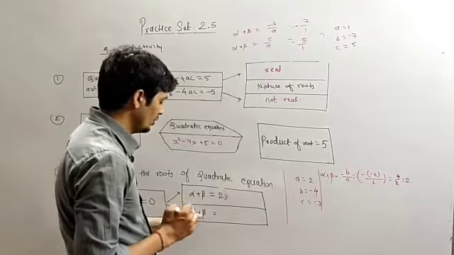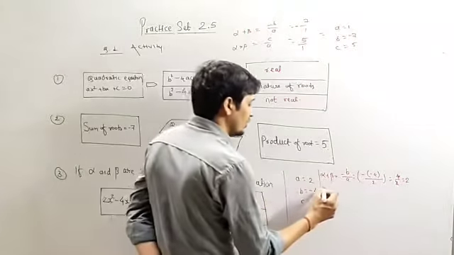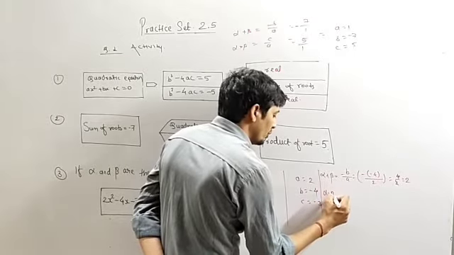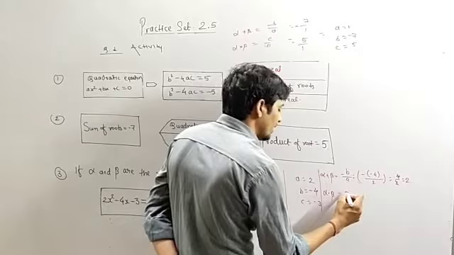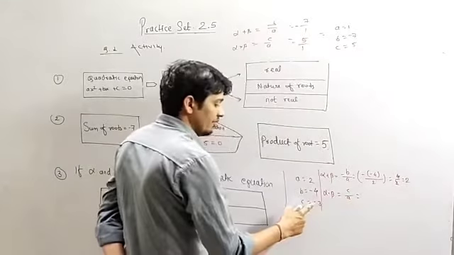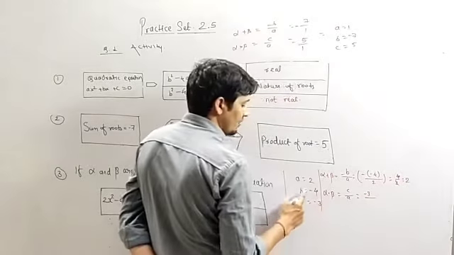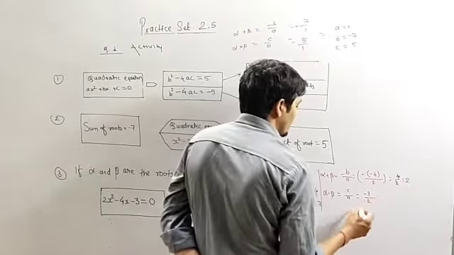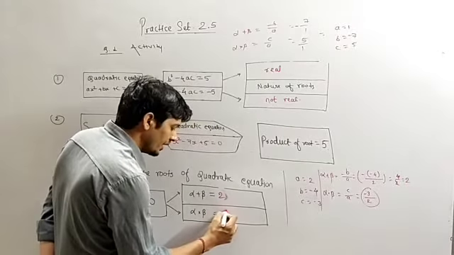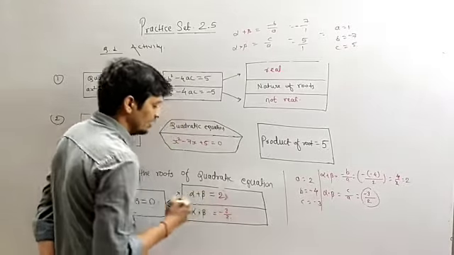Now we have to calculate the value for the product of the roots. So what is the product of roots? It is alpha into beta. So what is alpha into beta? It is c divided by a. What is c here? We have -3. So we have to write -3 divided by a, we have 2. So -3 divided by 2 will be the answer.